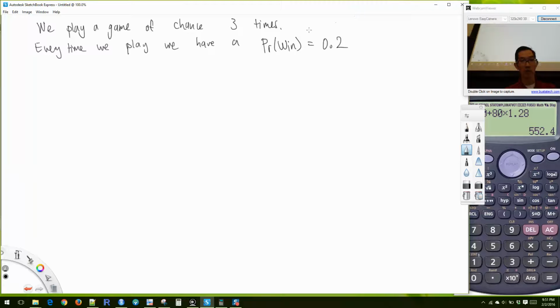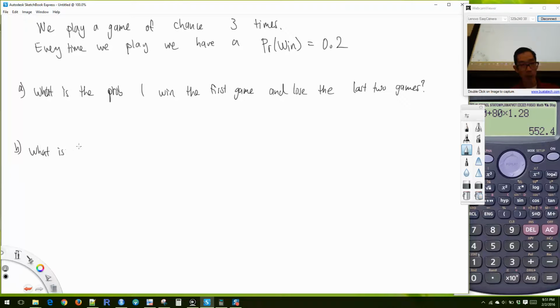So I'm going to ask, A, what is the probability I win the first game and lose the last 2 games? Okay, and B is what is the probability I win one game out of 3, and C is what is the probability I win at least once.